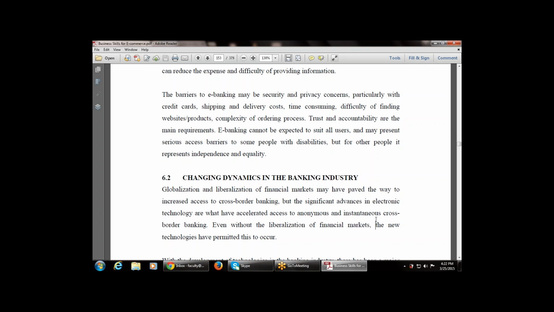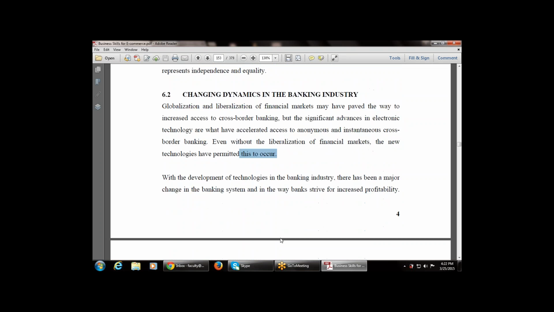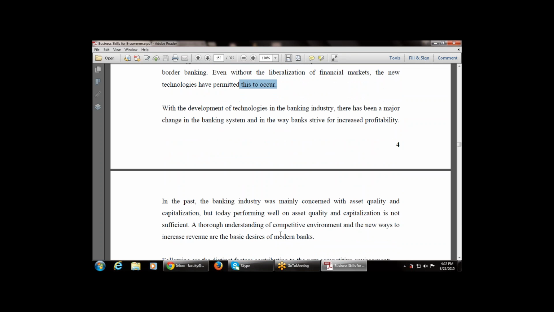But the significant advances in electronic technology are what have accelerated access to anonymous and instantaneous cross-border banking. Even without the liberalization of financial markets, the new technologies have permitted this to occur. And this paragraph shows that when the development of technologies is greater in the banking industry, there is a change in the banking system also, and that is used for profitability. That is, profits are more of a concern in e-banking services.